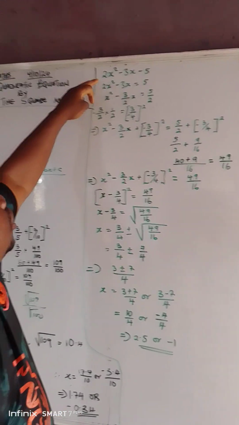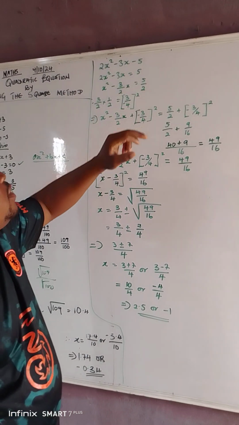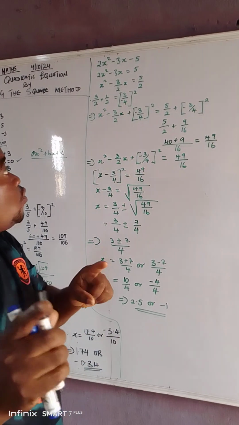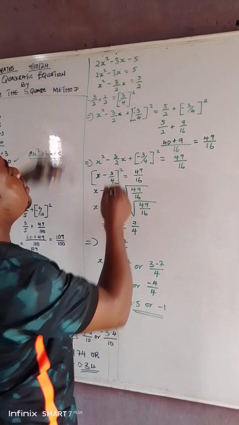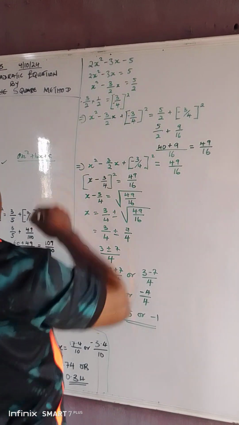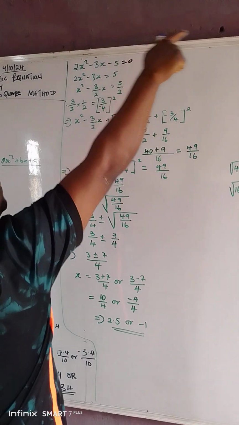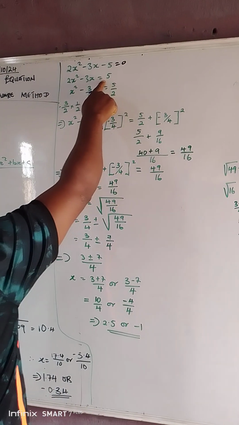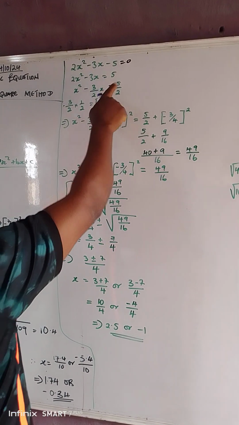The equation is 2x squared minus 3x minus 5 equals 0. This is a quadratic equation. I want to solve it using the completing the square method. Like I said, what you are going to do first is to shift this minus 5 to the right hand side. So when minus 5 is crossing over, it becomes plus. So we now have 2x squared minus 3x equals 5.